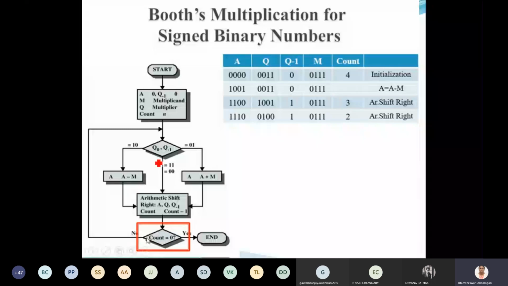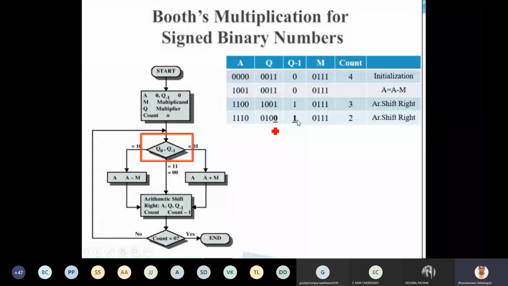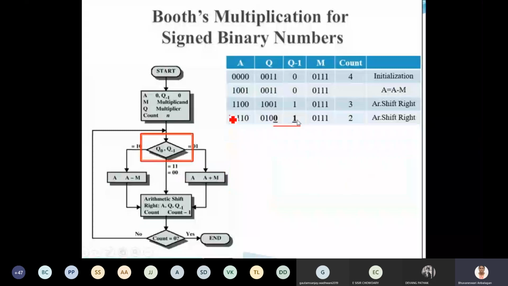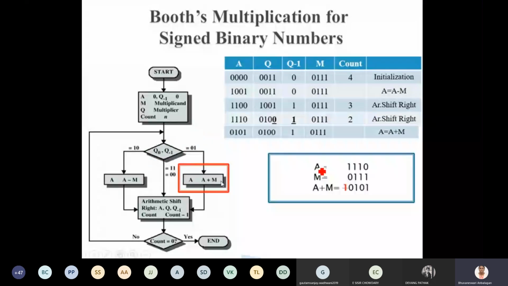So if it is false, the loop will continue. Again I am going to check the value of q0 and q minus 1, which is 0, 1. If it is 0, 1, what do I have to do? A is equal to a plus m. So what is the value of a here actually? 1, 1, 1, 0 plus what is the value of m here? 0, 1, 1. So I am going to add both the numbers. This is a, this is m.